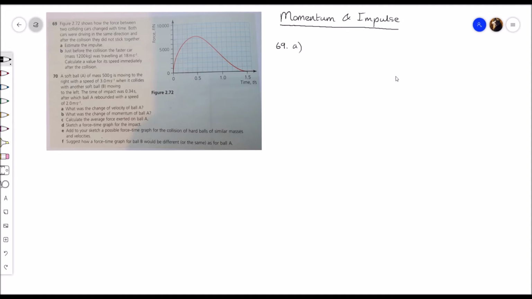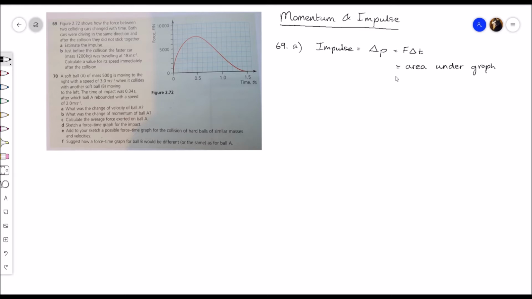So the first part says estimate the impulse, and just as a reminder, the other word for impulse is the change in momentum, and it's force times time. Because this graph is plotting force against time, that's the area under this graph. So what we need to do is find the area under the graph. Now, the easiest way to do this is to count squares.